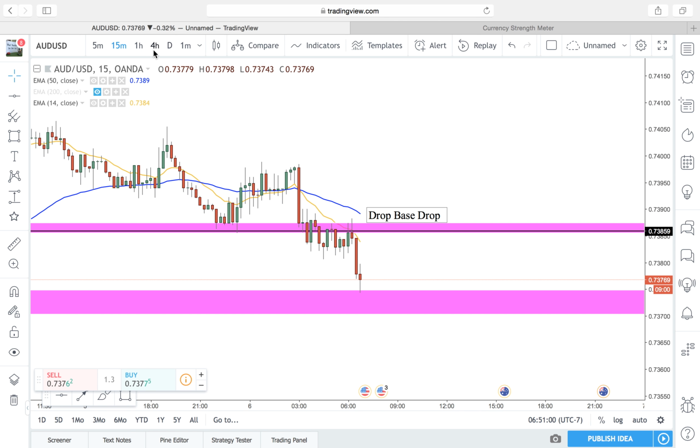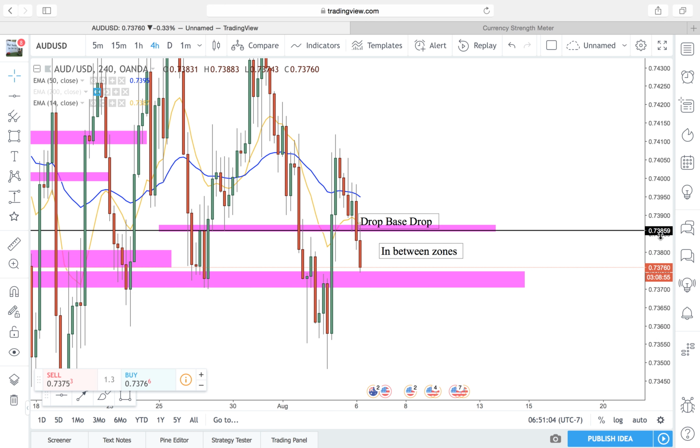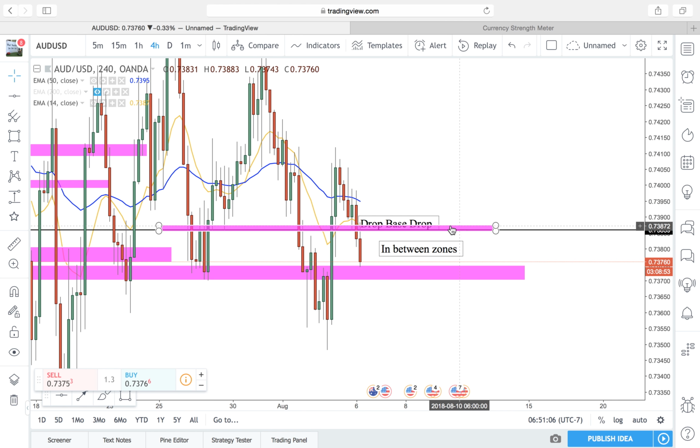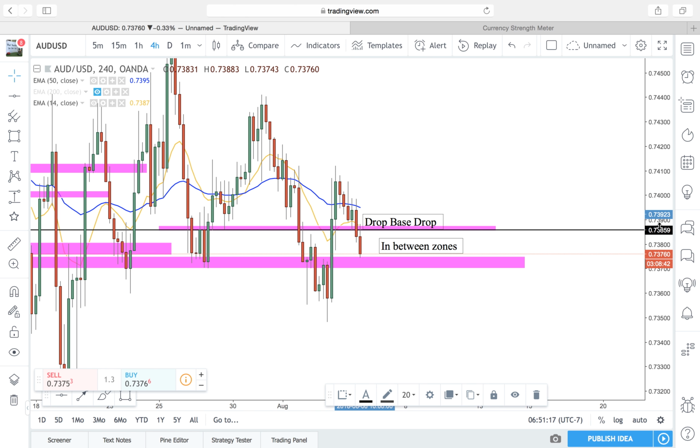So anyways, first thing is first, I'm already on AUD USD, and that is just because we were in between zones. I posted it on my Instagram, and this is what I hunted. I'm looking for price to be in between zones on the higher time frames, because if we're in between zones, then that's our next destination that price wants to go to.